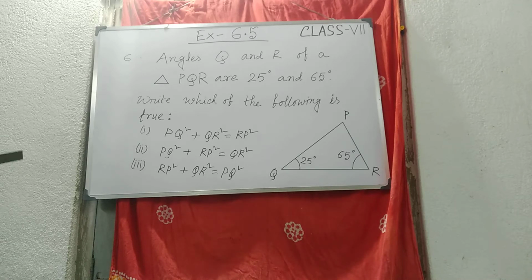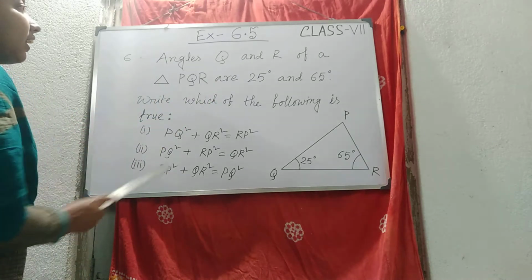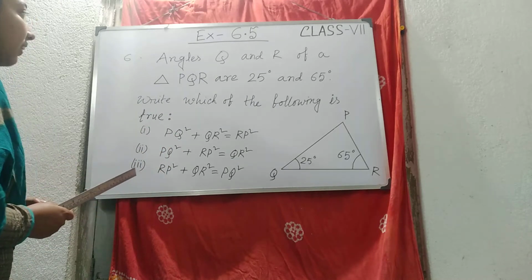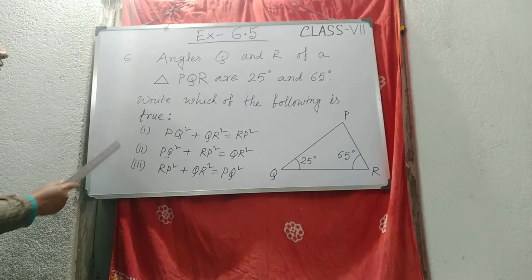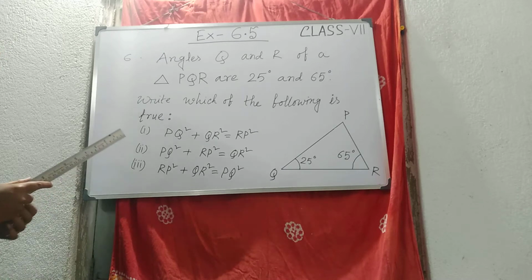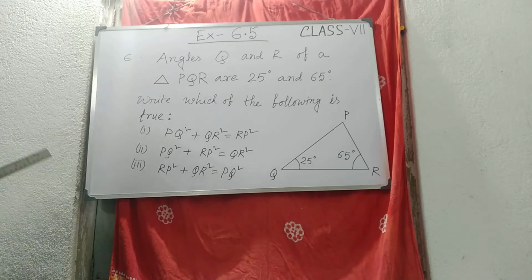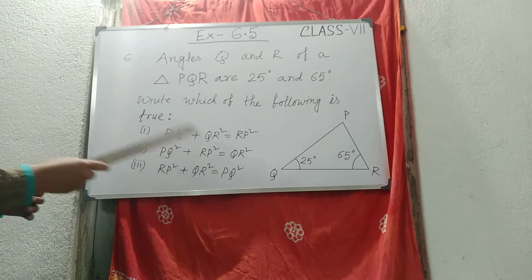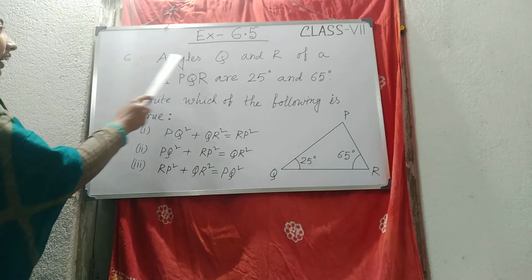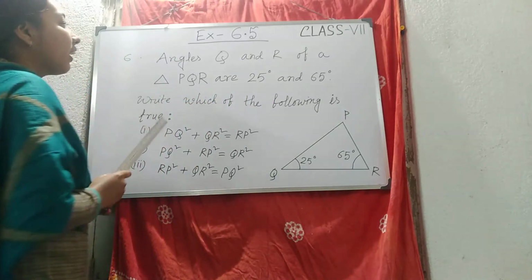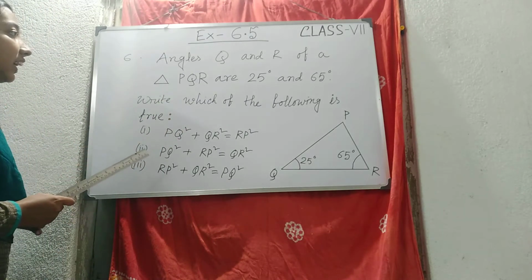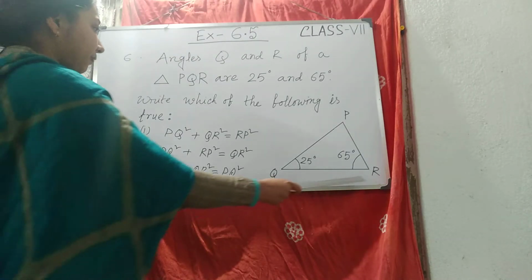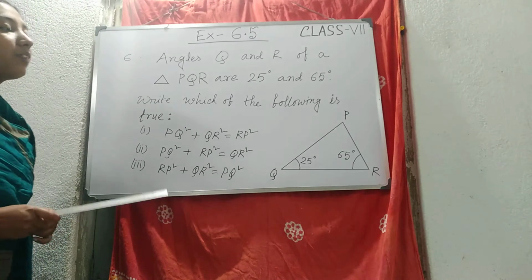In question number 6 it is written, angles Q and R of a triangle PQR are 25 degree and 65 degree. Write which of the following is true. Means among three, which one is true we have to find. And here you can see I have drawn a triangle PQR, which is also given in your book. Angle Q is given 25 degree, angle R is given 65 degree.